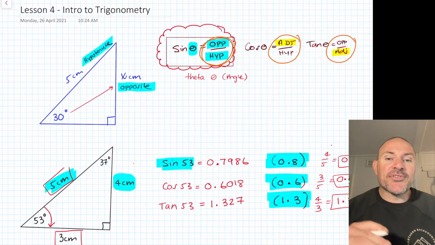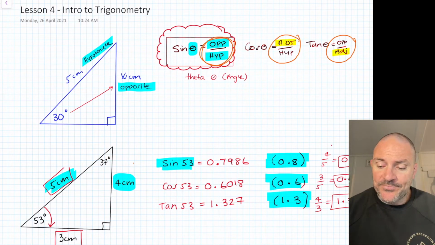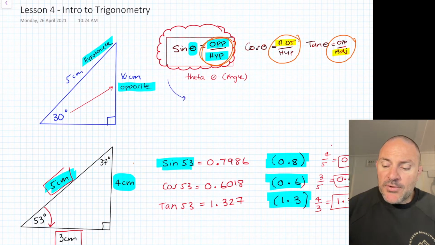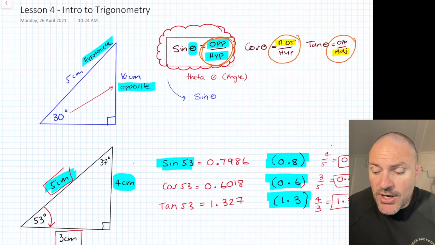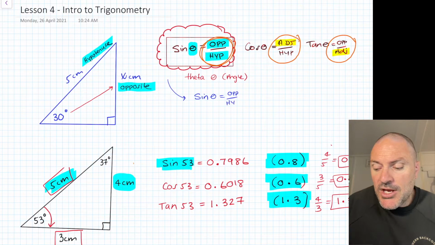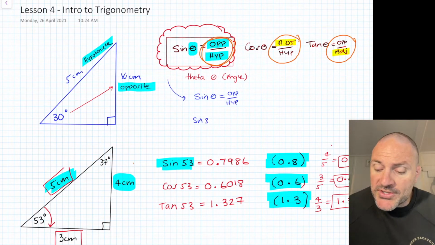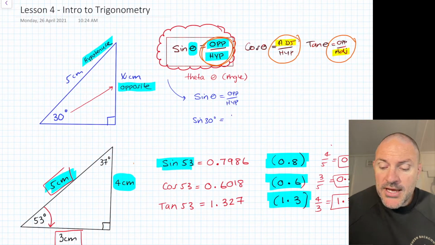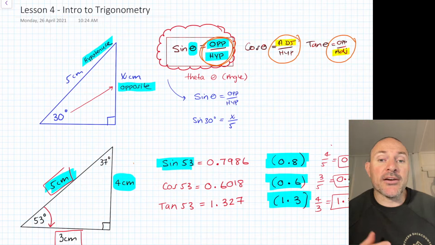Now, I'm just going to show you this. You don't need to know this just yet. I'm just going to explain what he would do. He would then say, okay, I know it's the sine rule. We had the opposite over the hypotenuse. So he'd write down sine theta equals opposite over hypotenuse. He knew that those two things were equal. If he knew that the angle was 30 degrees, for example, and he typed in x over 5, he created an equation.